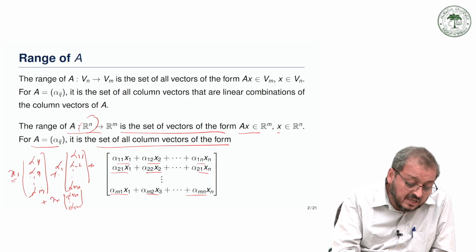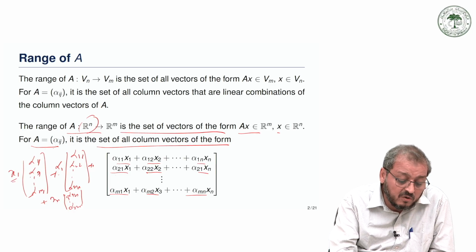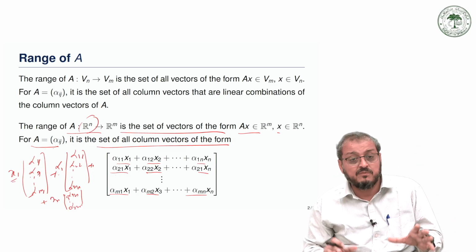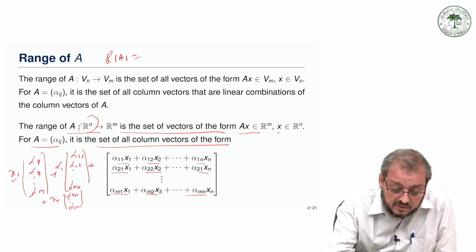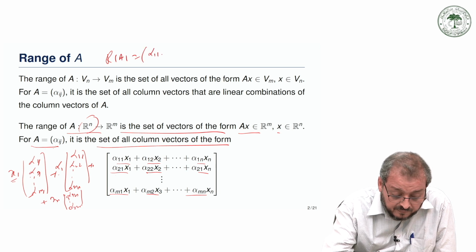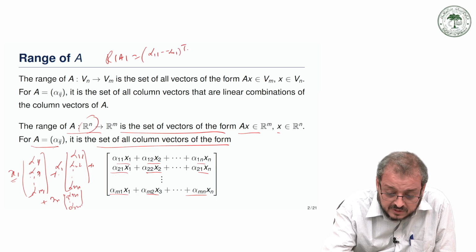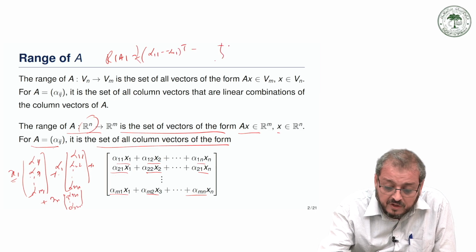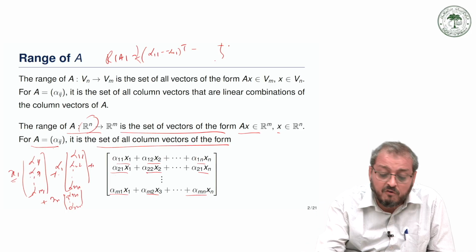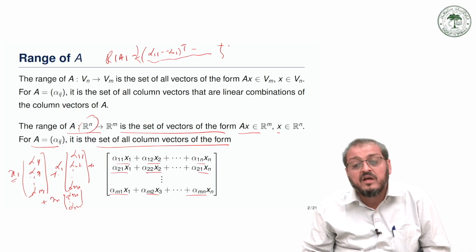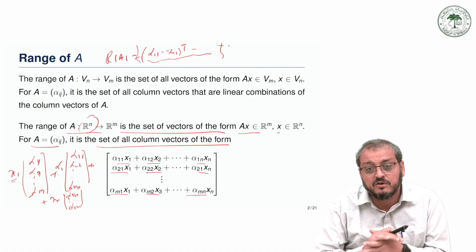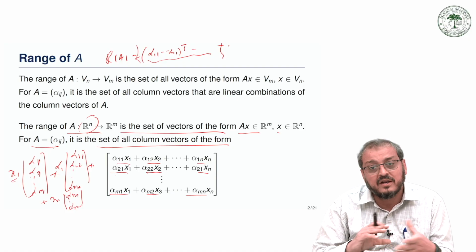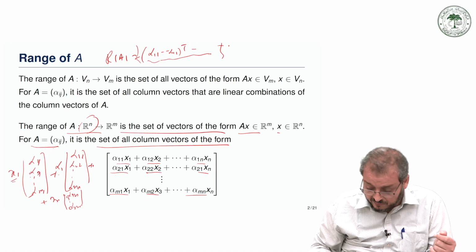So these columns are called the range of A. The range of A is nothing but the set spanned by (alpha 11 to alpha m1) transpose and so on. This is the range of A. If all these vectors are linearly independent, then they form a basis. If it forms a basis, the number of elements in the basis of the range of A is called the rank of A. So clearly we have to know that.